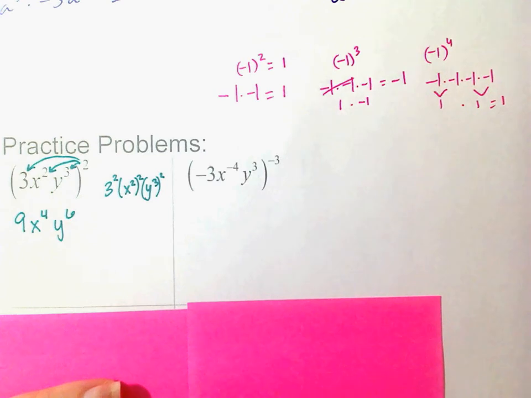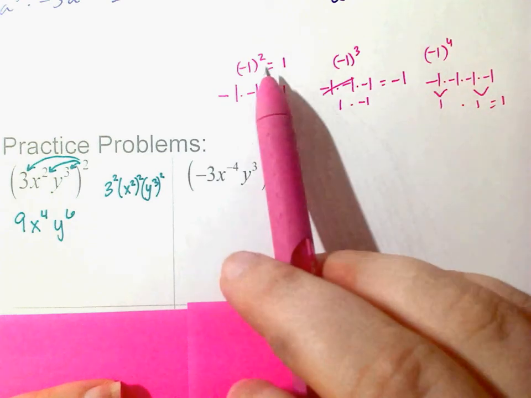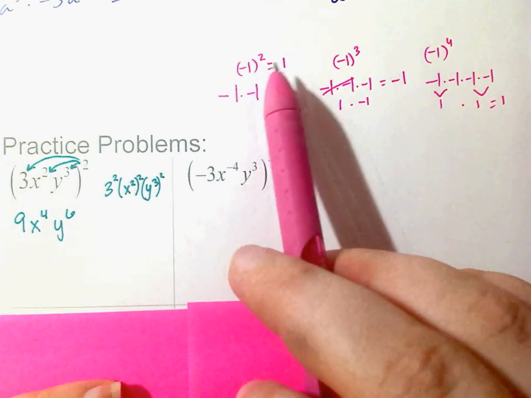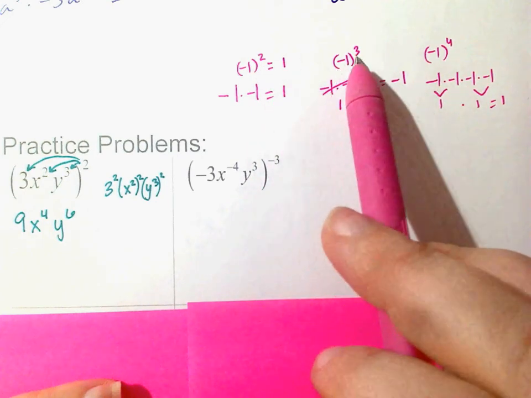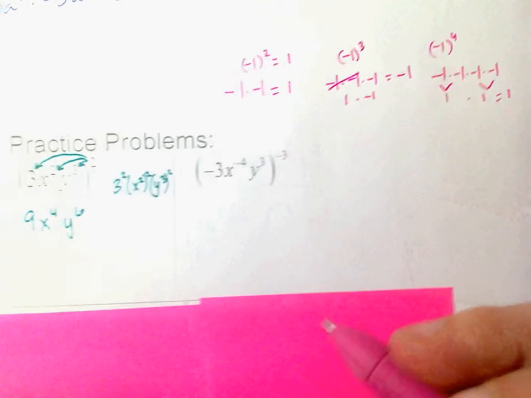So the goal is to understand that anytime you raise a negative number to an even power, it becomes a positive, but if you raise a negative number to an odd power, it stays negative, okay? So I'm going to think about this in a couple different ways.